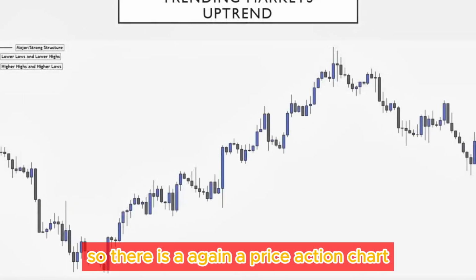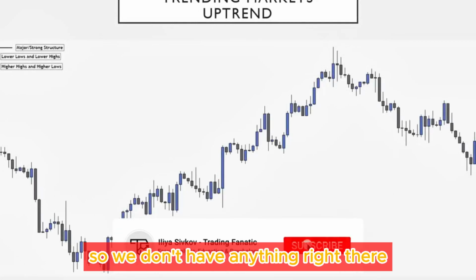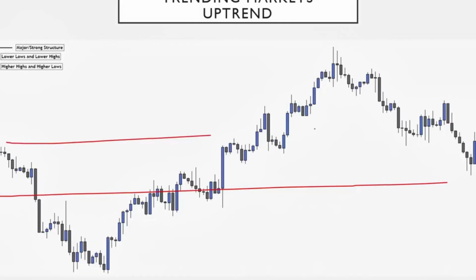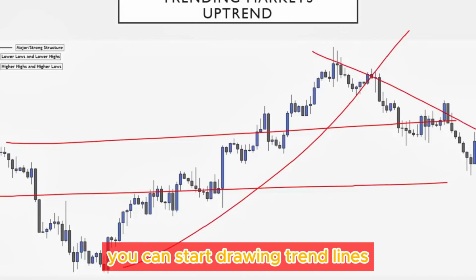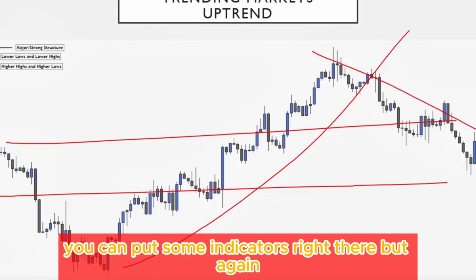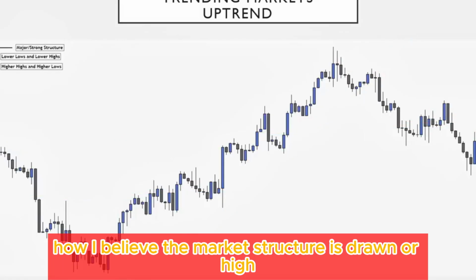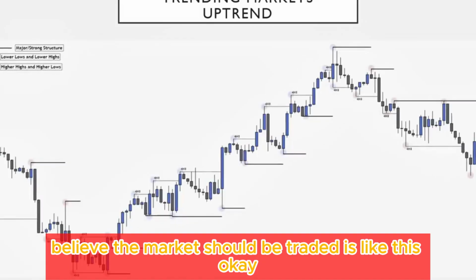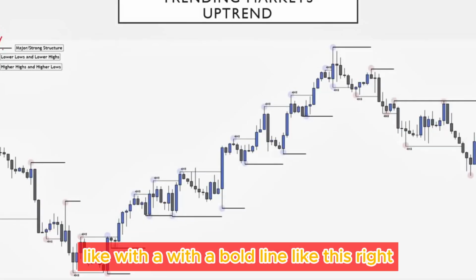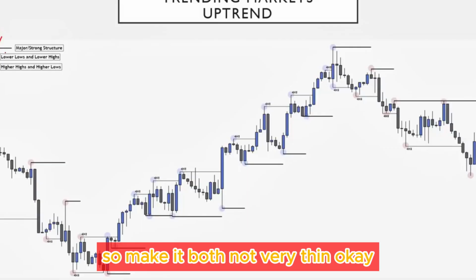So there is again a price action chart. We don't have anything right there. What you can do is start drawing support and resistance, start drawing trend lines, you can put some indicators right there. But again, how I believe the market structure is drawn, or how I believe the market should be traded, is like this. Always mark your major structure for now with the bold line. Like this, right? So make it bold, not very thin, okay?